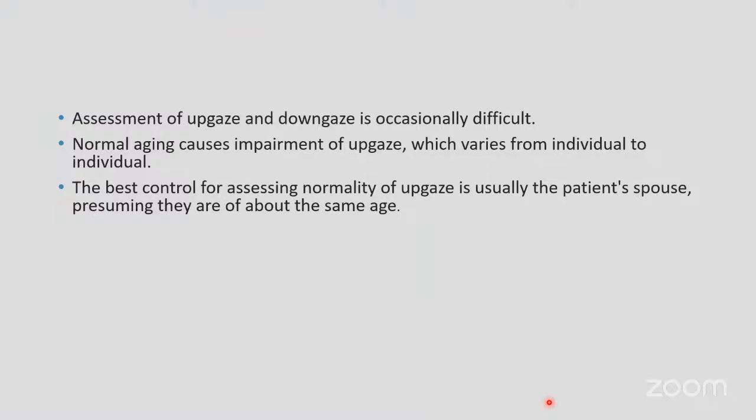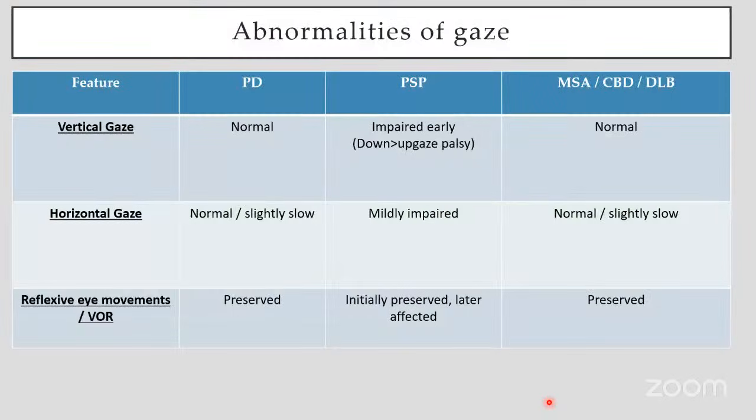Assessment of the up gaze and down gaze is occasionally difficult because as we normally age, impairment of the up gaze can be there, which varies from individual to individual. As we already discussed, vertical gaze will be impaired in the early stages of PSP. Down is more involved than upward. Horizontal gaze is usually mildly impaired in PSP, and normal or slightly slow in PD, MSA, CBD, DLB. Reflexive eye movement, VOR, is also initially preserved in PSP, but later VOR is also affected.